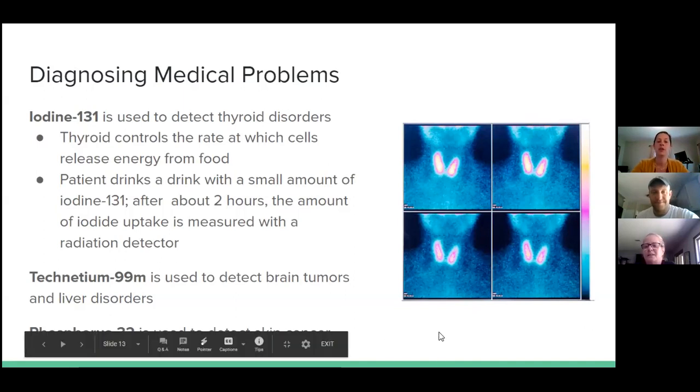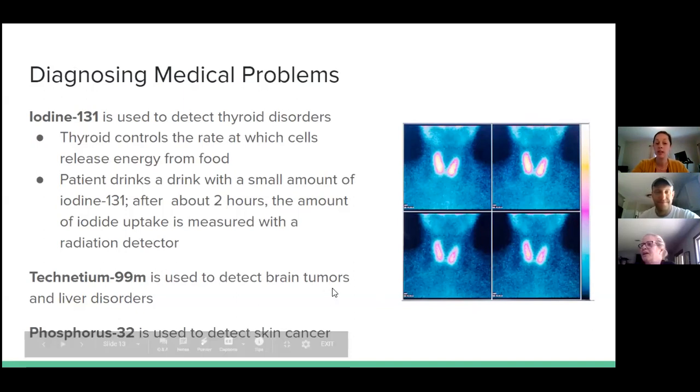Other isotopes that are used are technetium-99m, used to detect brain tumors and liver disorders, and phosphorus-32, which can detect skin cancer.